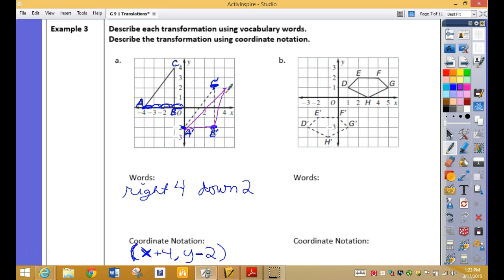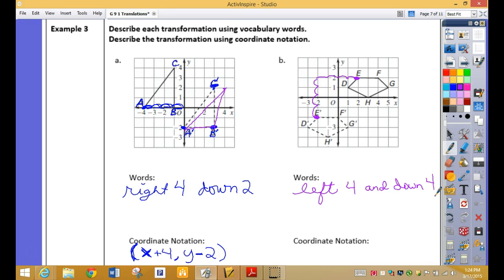How about B? In words, what did I do? You can pick any point you want. Which one do you want to point? E. E? Okay, what did I do to this pre-image to get to the new image? Left or right first? Let's work with the X first. So left. Left how many? Left 4. And then what? Down 4.